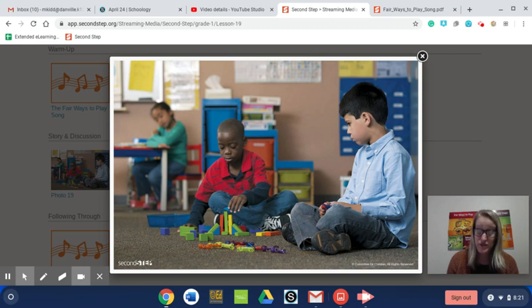Now, if Julian wants Jarrell to share the blocks, remember, Julian needs to say, please, will you please share the blocks with me? Or maybe he could say, would you like to play with me and have the connecting toys and the blocks? Okay, so you always have to remember to be polite when you ask for things. Today you learned 3 fair ways to play. What are they? Sharing, trading, taking turns. These fair ways to play help students have fun together.